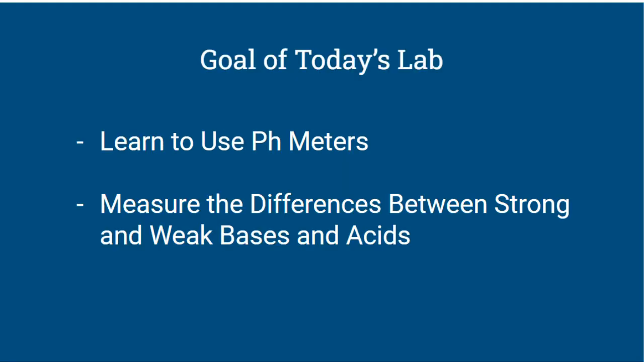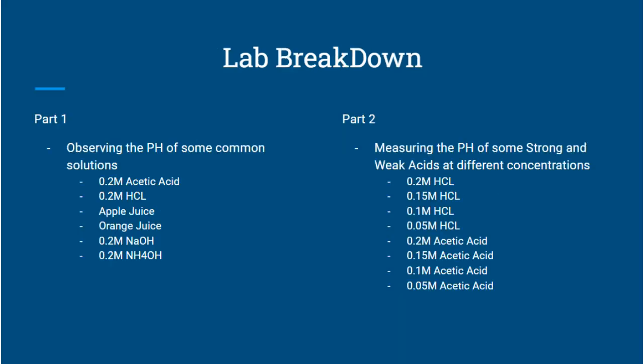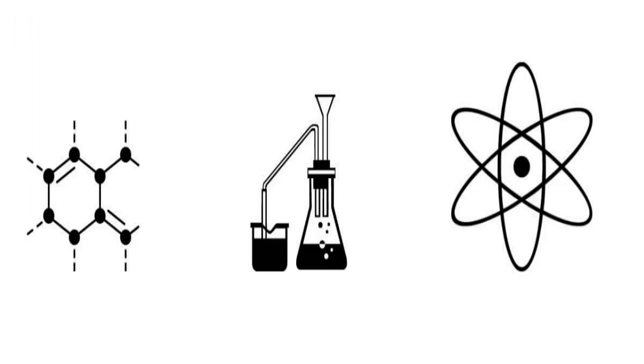The goal of today's lab is to learn to use pH meters to measure the differences between strong and weak acids and bases. Today's lab will be a two-part lab. In the first part, we will be observing the pH of some common solutions, and in the second, we will be measuring the pH of some strong and weak acids at different concentrations. Let's get started on part 1.